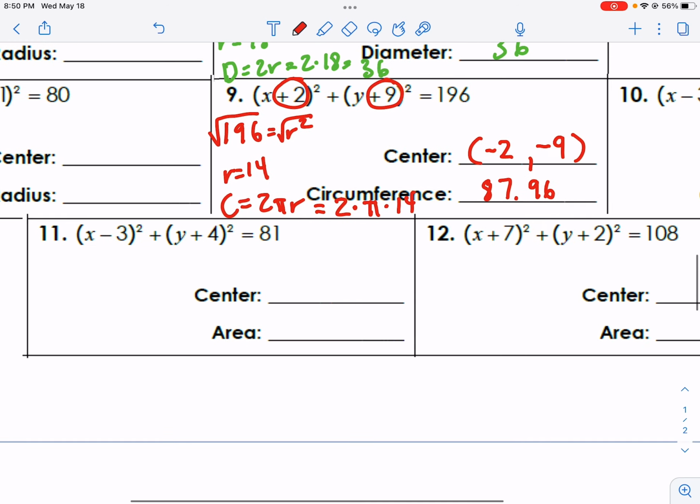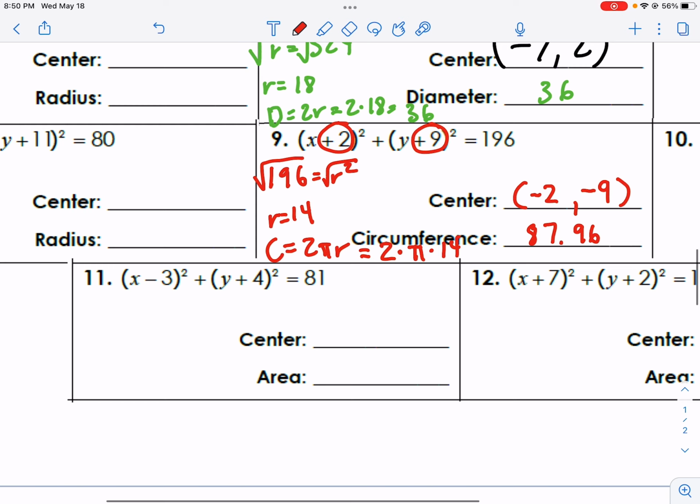And the last one, number 11, we're going to find the center, then the radius. Go ahead and find the center for me. You guys should be getting pretty good at this. Go ahead and write down your center, please. That is correct. The center is at 3, -4. Go ahead and find your radius, please.